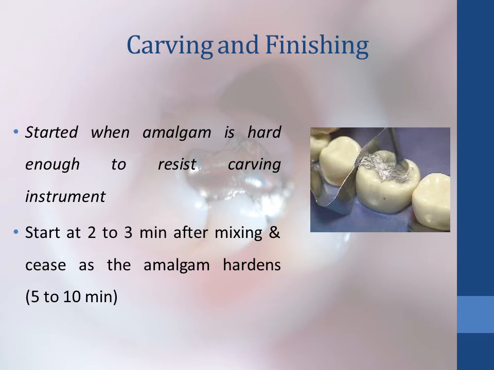And when is carving started? When the amalgam is hard enough to resist carving, and this is usually 2 to 3 minutes after mixing. And this ceases as soon as the amalgam hardens. So we have about 5 to 10 minutes, and we check before carving. We check by piercing the amalgam filling slightly. If it forms an indentation and doesn't dislodge the filling or cause it to crumble, this means that it is ready to be carved.